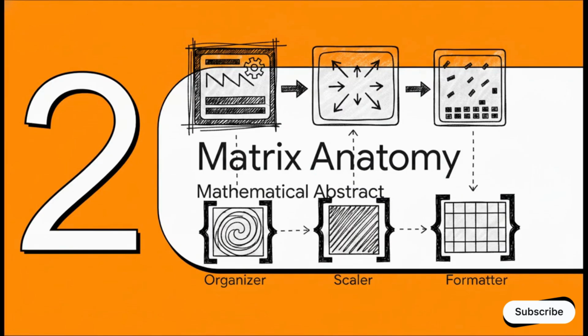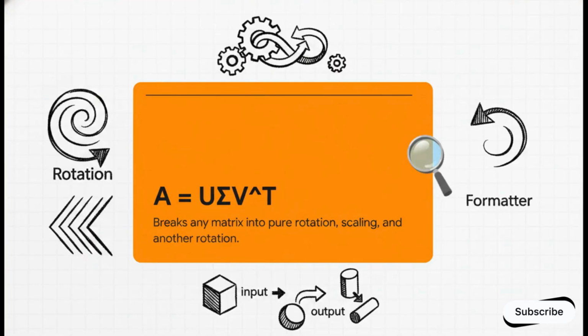Section 2, the anatomy of a matrix. From the physical factory to the mathematical abstract. What's genuinely amazing here is how our physical factory chambers map perfectly onto the core math. For any matrix A, there is this flawless factorization: A equals U times sigma times V transpose. This right here guarantees that any linear transformation can be perfectly dismantled.